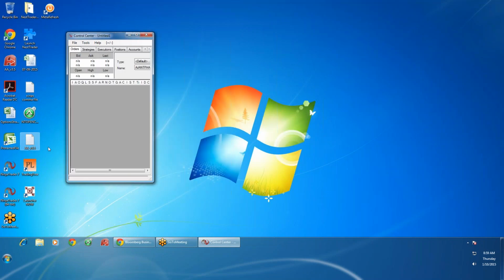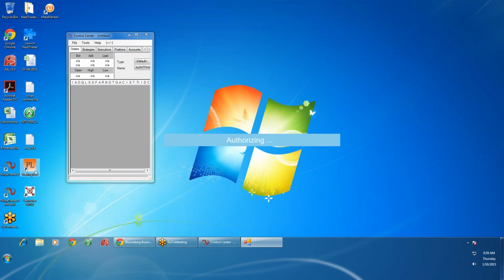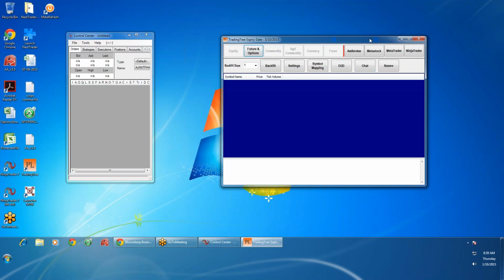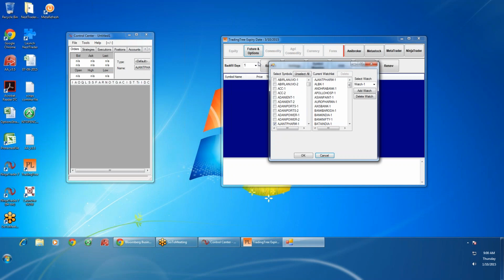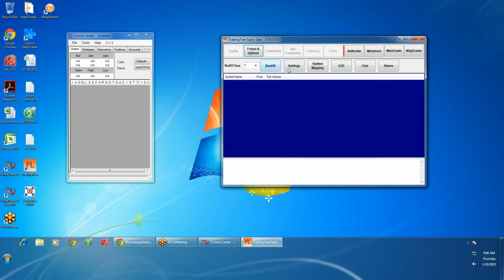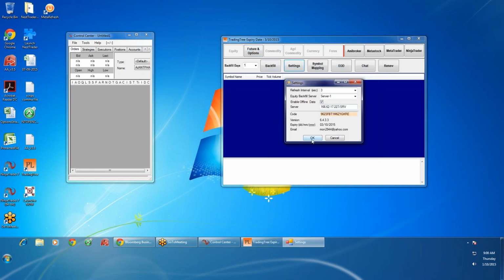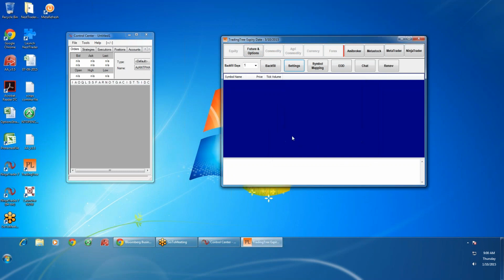I have just double clicked on NinjaTrader, and my data source is from Shareguru. This is where I get the data from. I have activated only the F&O segment here, and you can see other segments: equity, commodity, agri, currency, and forex. You'll be able to trade on all these segments with this application. I click on the F&O button, that is futures and options, or let me just say settings. I'll take the offline data, just say OK.